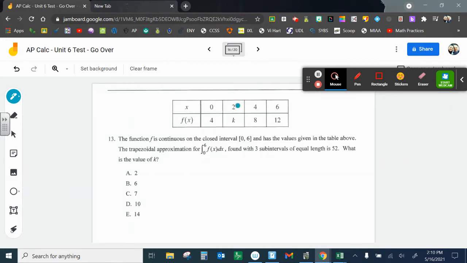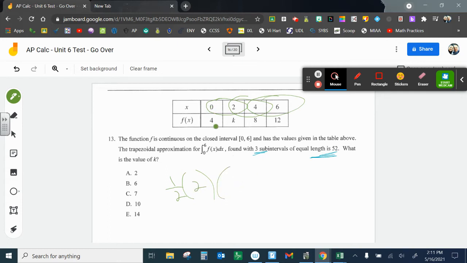Okay. Number 13, the function f is continuous on the closed interval from 0 to 6 and has the values given in the table above. The trapezoidal approximation from 0 to 6 found with 3 subintervals of equal length is 52. What is the value of k? Okay, 3 subintervals. Now, the nice thing is they gave us equal subintervals. So I'm going to do this a shortcut way, 1/2 times 2.